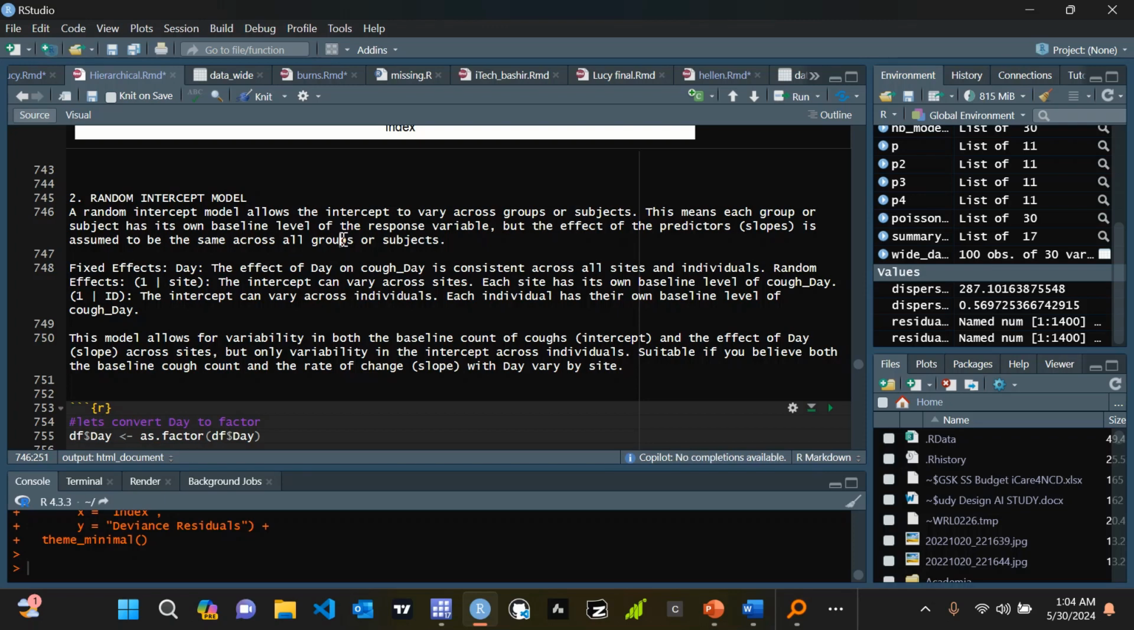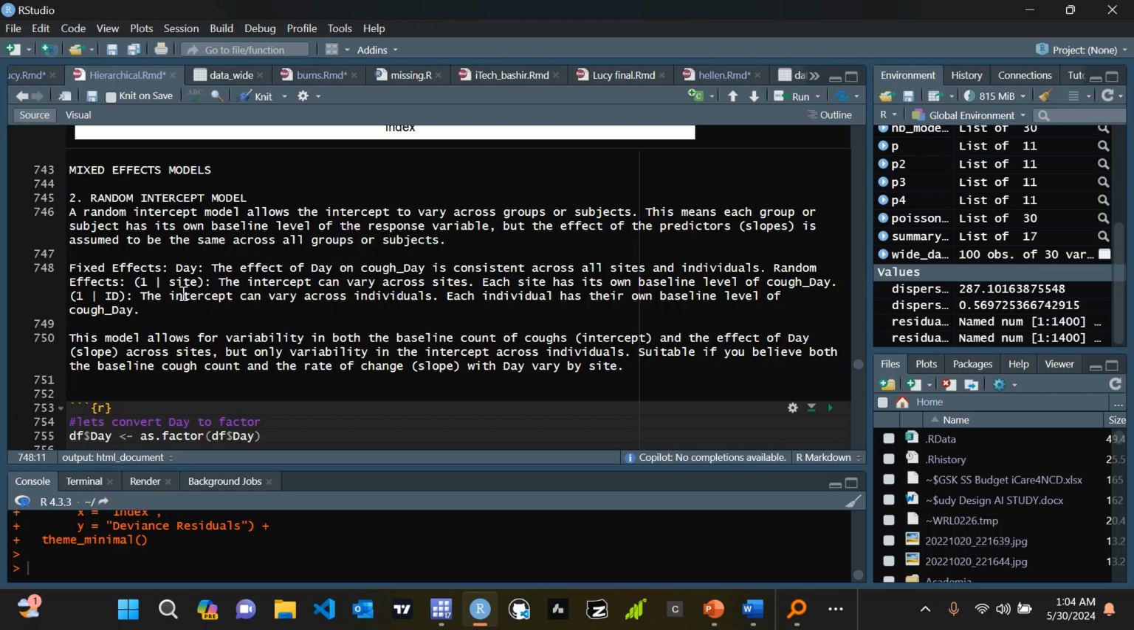So the random intercept, these are now the mixed effects models, and we start with the random intercept model. Like I said, a random intercept model allows the intercept to vary across groups and subjects. This means that each group or subject has its own baseline level of the response variable. It means each group has their own baseline cough frequency, but the effect of predictors is assumed to be constant, which is not okay for our case.